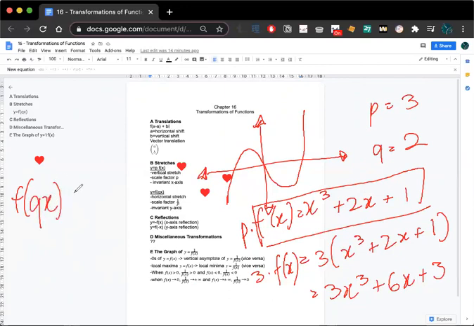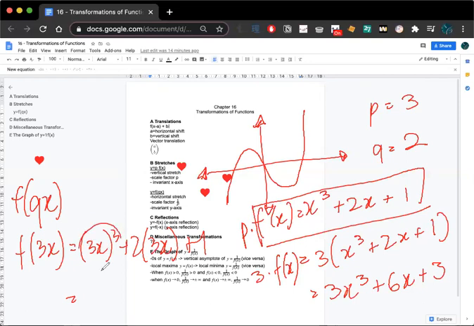Let's just say qx like this. Then that would be f(3x) equals 3x to the power of 3 plus 2 times 3x plus 1. Don't forget, if you have something like this, then you have to multiply it one by one, since this is one variable and this is another variable. Is that horizontal stretch? Is f of qx a horizontal stretch or vertical stretch? This is horizontal. Okay.